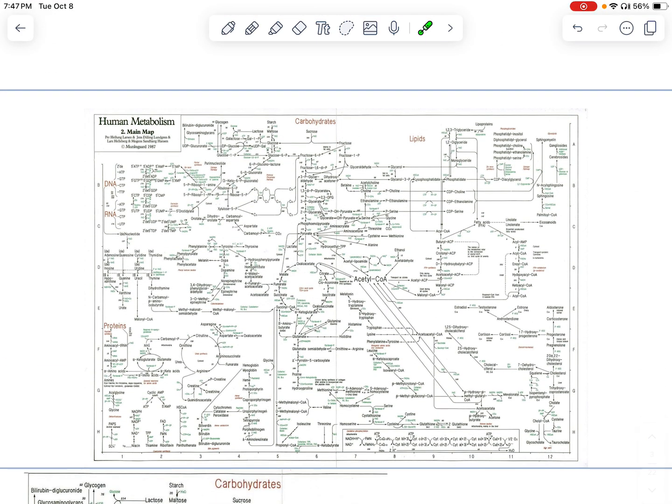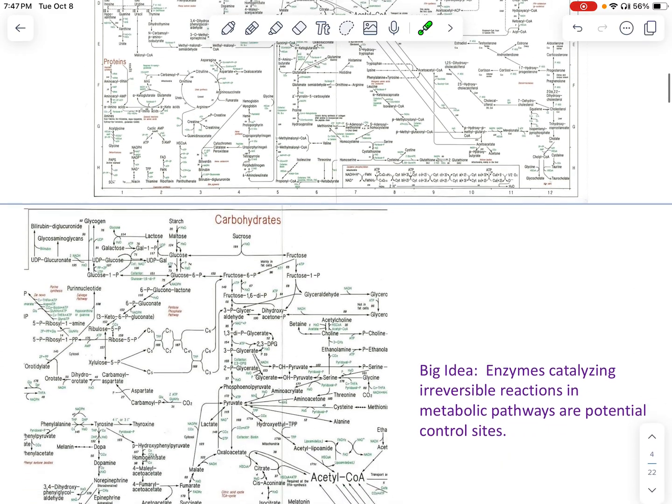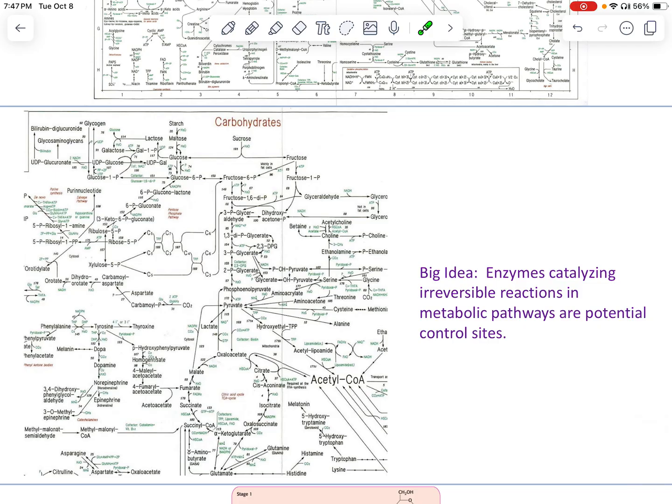So just to recall, glycolysis is one small part of the tons of pathways in metabolism. And this small part, remember, we are starting with glucose, ending with pyruvate. And a key idea here is that the enzymes that catalyze irreversible reactions in the metabolic pathways are potential control sites. So those irreversible reactions, the enzymes that control those, can control the speed of our reactions. Now, this is small in here, but I can look at it and say, wow, okay, here, this is a two-way arrow. But there are plenty of single direction arrows. Here's one. And so those single direction irreversible ones are the ones we're looking at.